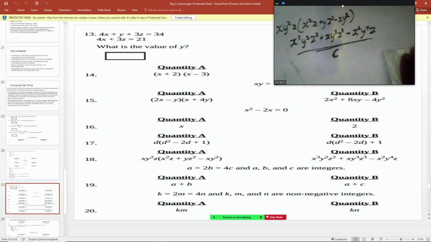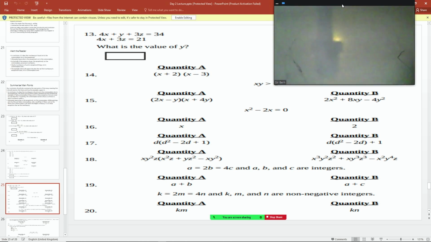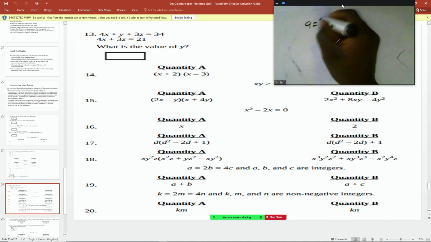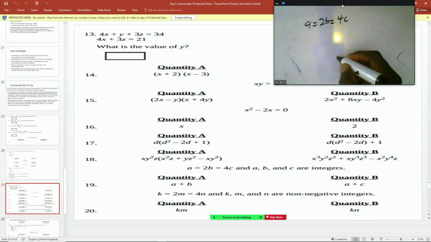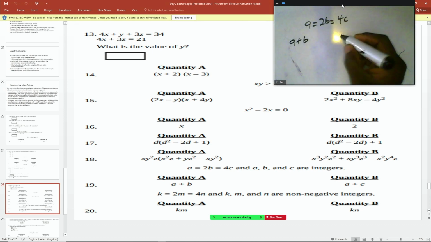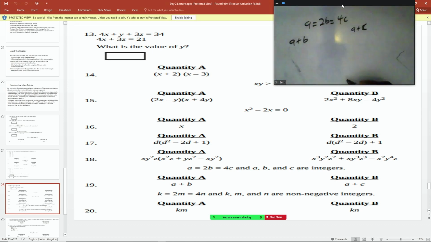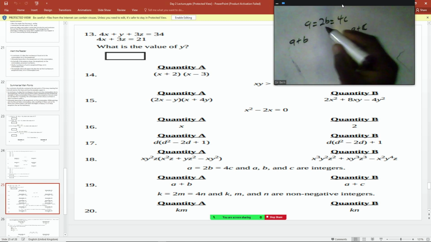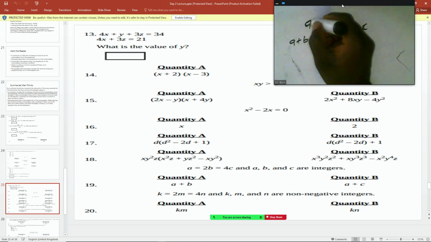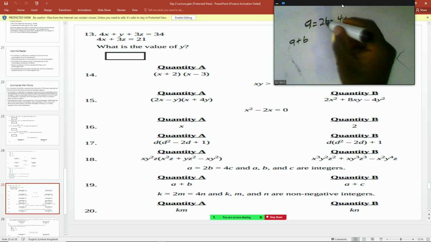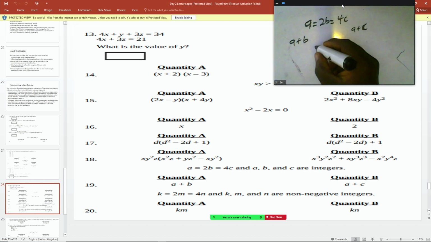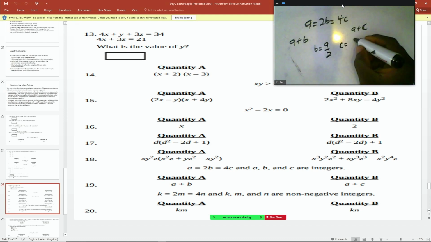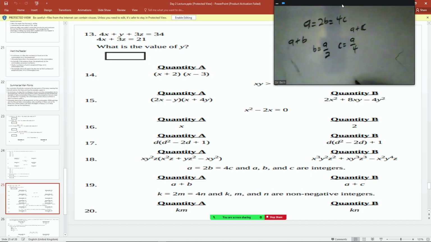Moving on to 19 and 20. So for 19, we are saying that A is equal to 2B, which is equal to 4C. Quantity A is A plus B. Quantity B is A plus C. So because of this, we want to bring all the terms in terms of 1. Because they all have A in common, we want to relate them in terms of A. So B is equal to A over 2, and C is equal to A over 4. So in that case, we are going to compare what we have.